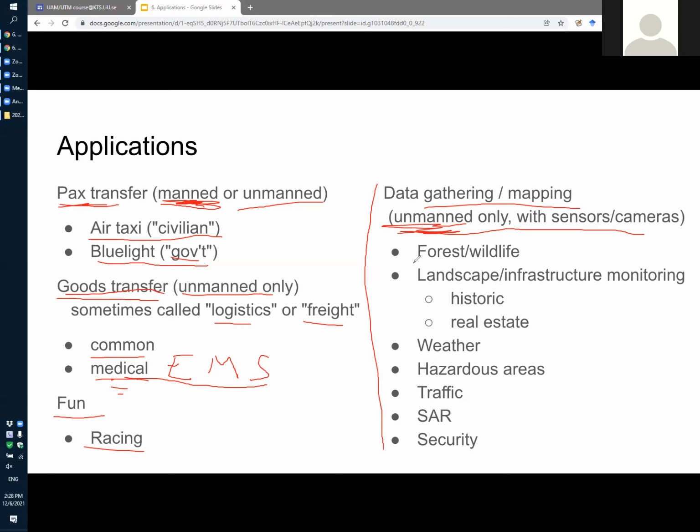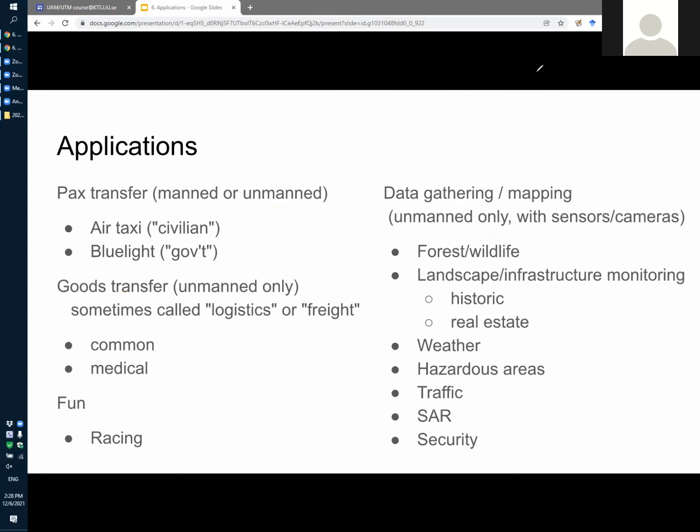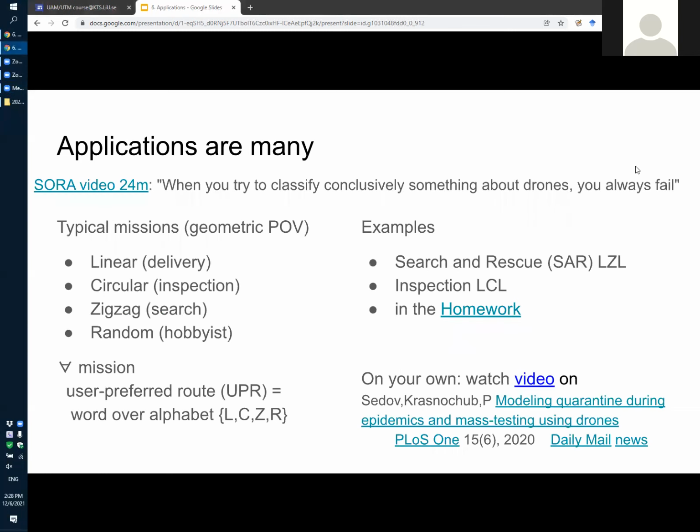And yeah, again, there are so many different kinds of data that you can gather looking at the rural areas and landscape and the infrastructure monitoring for various reasons. Weather, again, I'll speak more about that. You may want to send drones into hazardous areas, traffic monitoring, search and rescue, security, and many, many more. So these are just some of the classes of applications that are envisioned or already being in use by drones. All in all, there are lots and lots of applications.